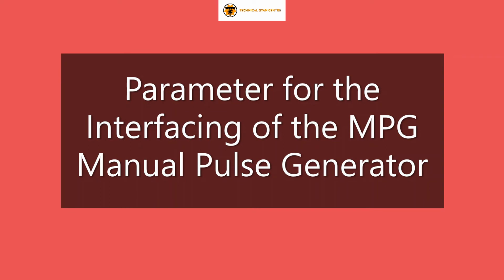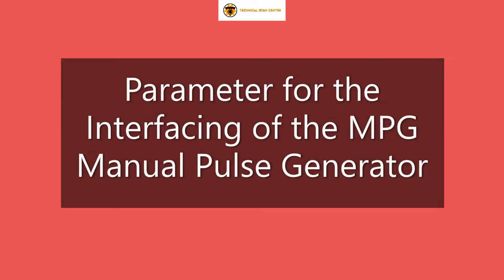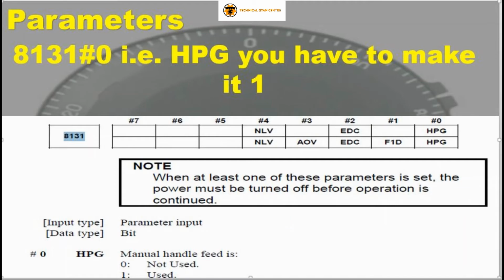So guys, whenever you want to interface MPG in your machine, then you have to set these parameters, and also if you are facing any problem with the same, then you have to check only these parameters. The first parameter is 8131 #0 bit, that is HPG. You have to make it 1. Remember friends, you must power off after doing this.